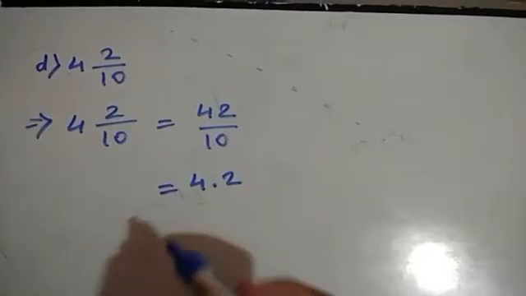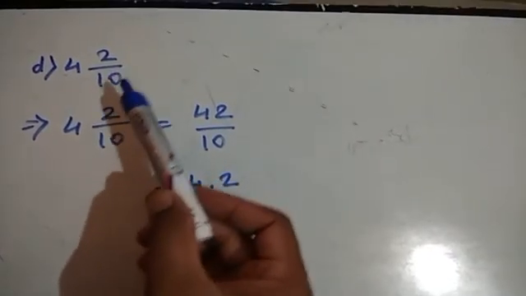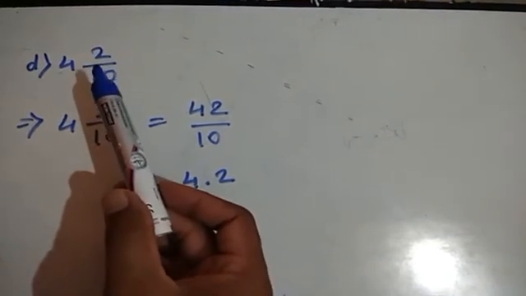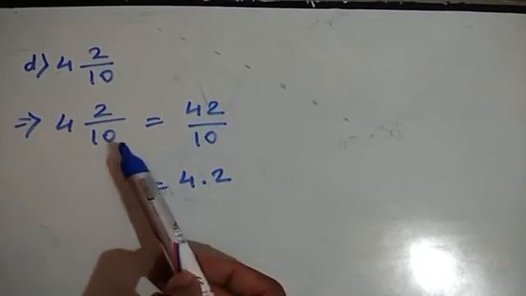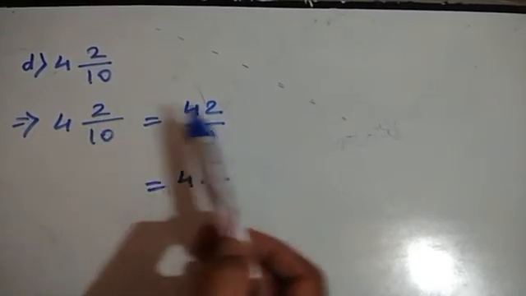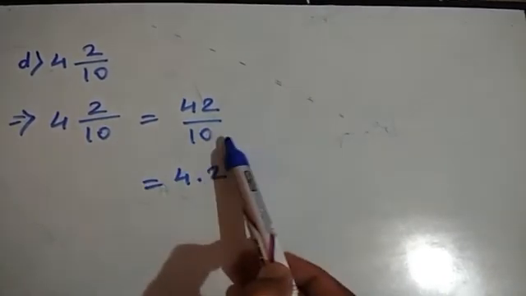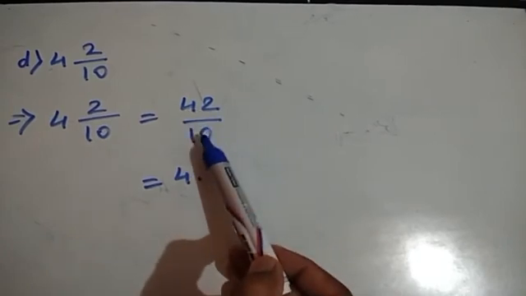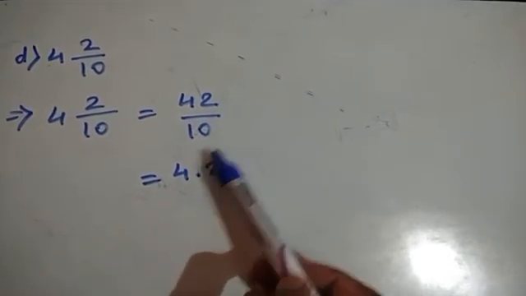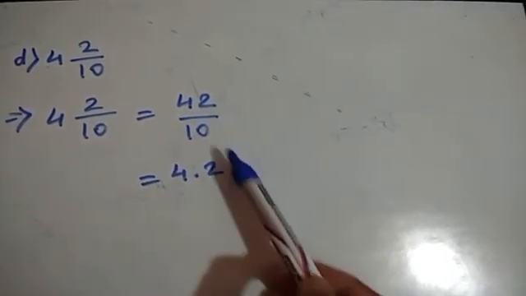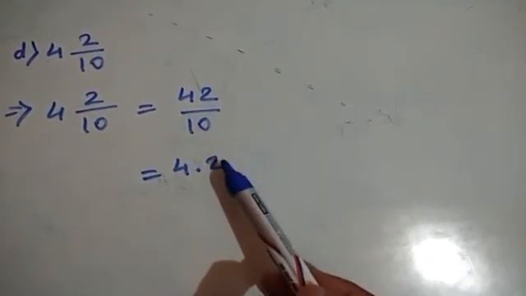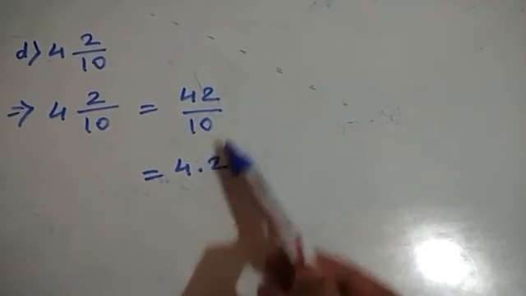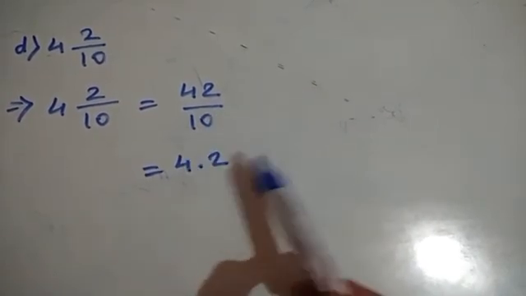One more example here, 4 and 2/10. Now this mixed fraction we can convert as improper fraction. Therefore 4 and 2/10 we can write as 10 4s are 40 plus 2, 42 divided by 10 as it is. Now 42/10 we can write as a decimal easily. For example, see 42 write down as it is. Now here denominator is 10. In 10 we have 1 zero. Therefore before 1 digit decimal point. Therefore 42/10 will become 4.2.